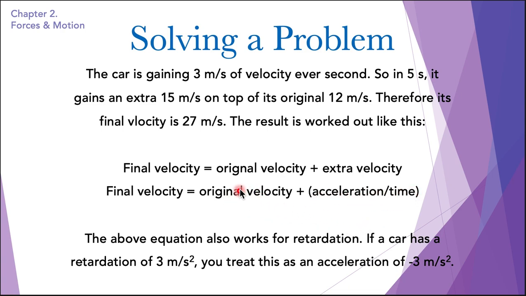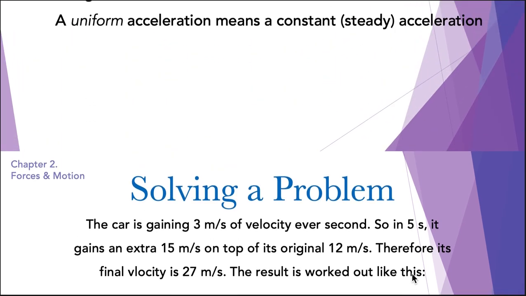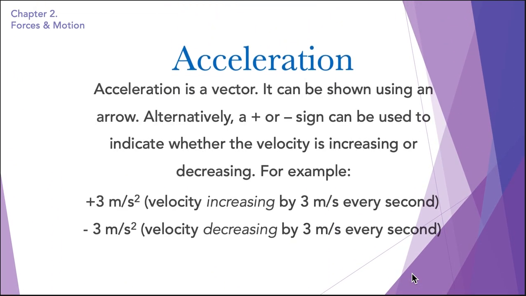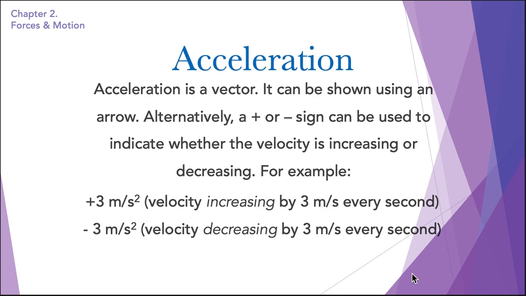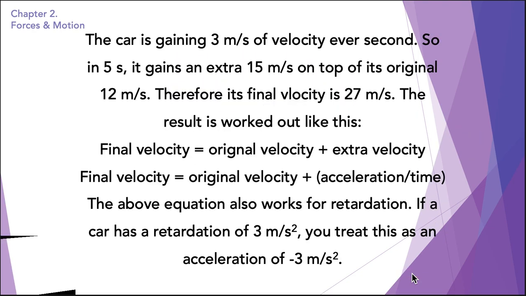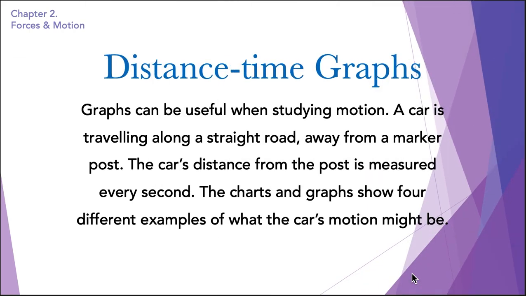So this equation also works for retardation. So if a car has a retardation of 3 meters per second squared, you can treat this as an acceleration of minus 3 meters per second squared. By minus, we would understand that it is a retardation or deceleration, in other words. So now that we've understood acceleration, the equation of acceleration, negative acceleration, uniform acceleration, and that acceleration is a vector quantity, we can move ahead on to understanding distance time graphs and speed time graphs.